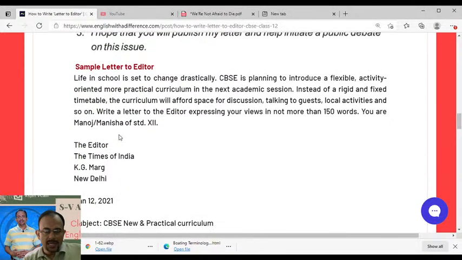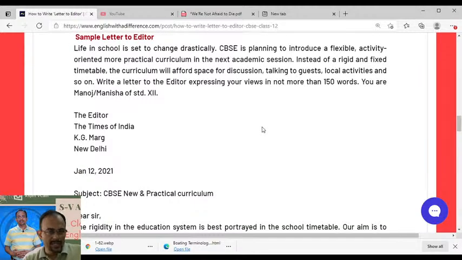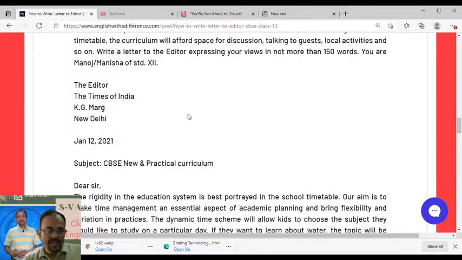Then a sample letter is given here. You see here, life in school is set to change drastically. CBSE is planning to introduce a flexible, activity-oriented, more practical curriculum in the next academic session. Instead of a rigid and fixed timetable, the curriculum will afford space for discussion, talks by guests, local activities, and so on. Write a letter to the editor expressing your views in not more than 150 words. You are Manoj or Manisha of Standard 12. The editor, The Times of India, KG Marg, New Delhi.